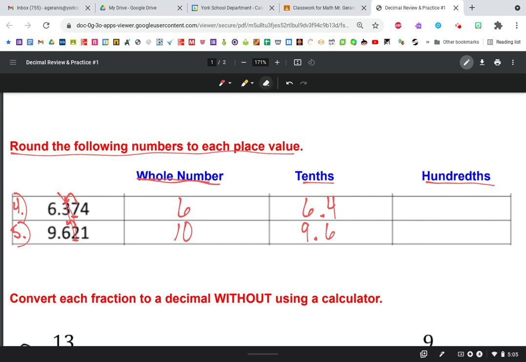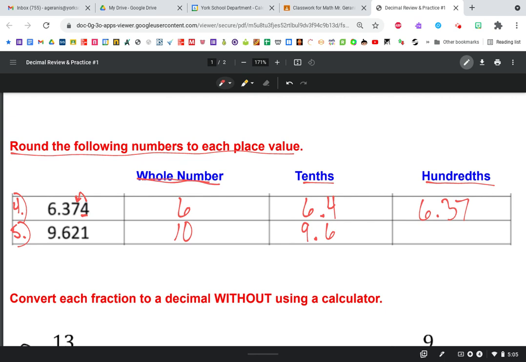Now let's try to erase. Let's see if we can do it. There we go. Now let's round both numbers to the nearest hundredths place. So we'll use the digit in the thousandths place, the 4, as the clue for rounding the digit in the hundredths place, which in the first number, 6 and 374 thousandths, is the 7. The 4 tells us to keep the 7 as it is. So this number rounded to the nearest hundredths place is 6 and 37 hundredths.